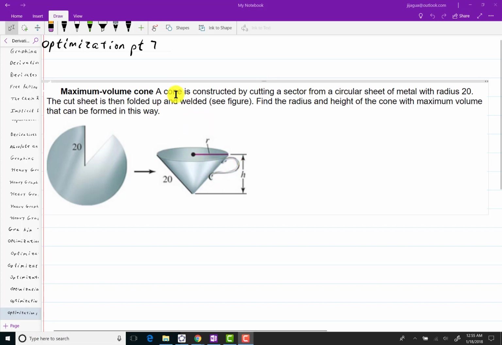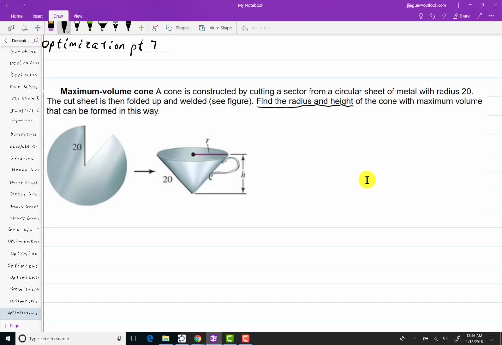A cone is constructed by cutting a sector from a circular sheet of metal with radius 20. The cut sheet is then folded up and welded. See the picture, so they got it there. Find the radius and height of the cone with maximum volume. So basically finding the dimensions. Let me circle that because that's what they want. Radius and height is what we're going to be looking for.